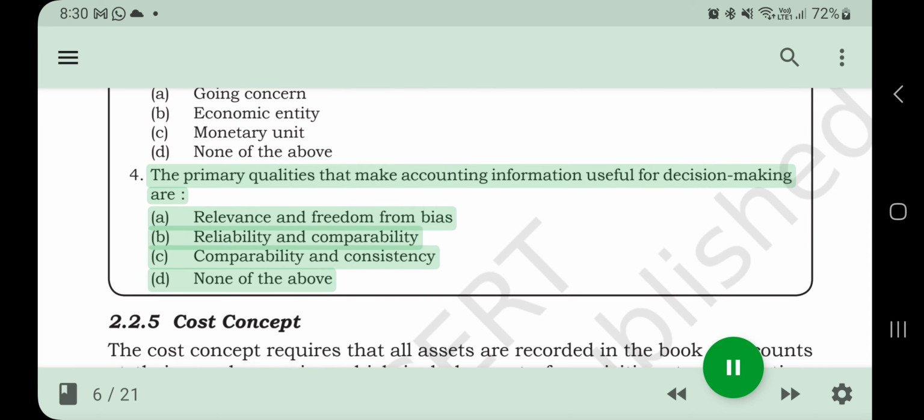4. The primary qualities that make accounting information useful for decision making are A. relevance and freedom from bias, B. reliability and comparability, C. comparability and consistency, D. none of the above.